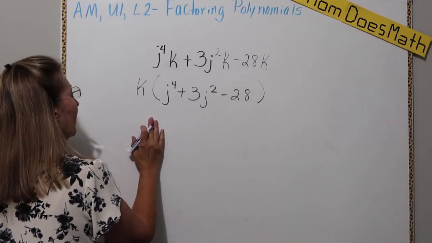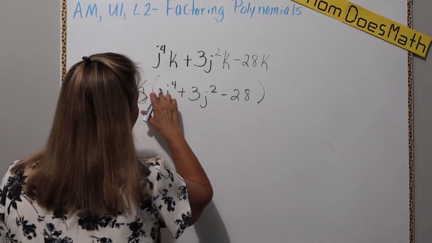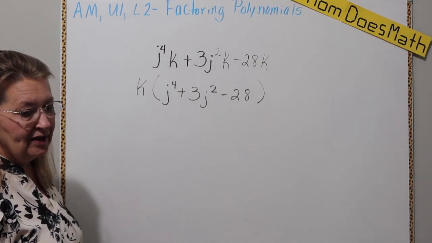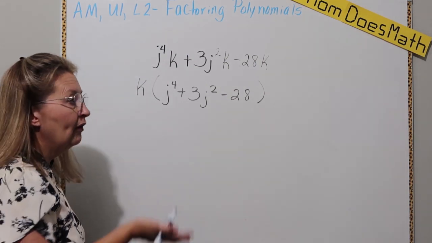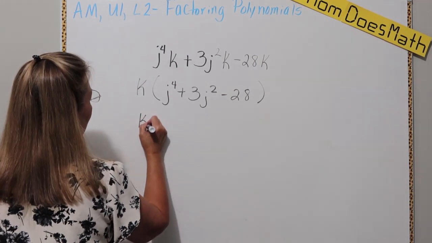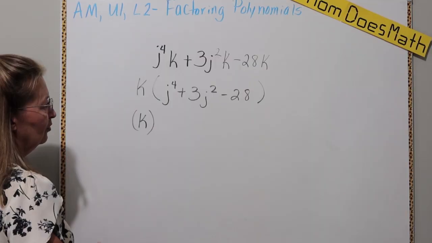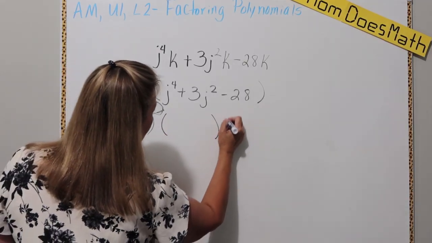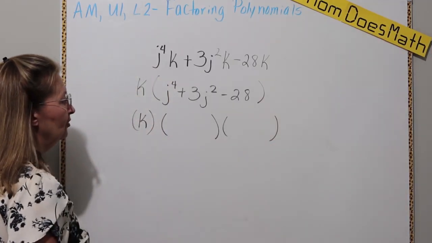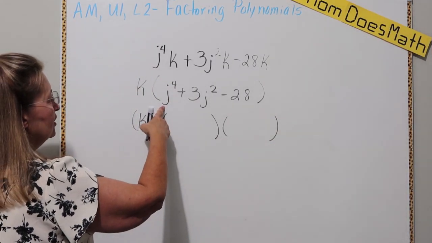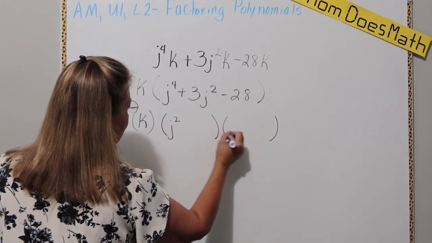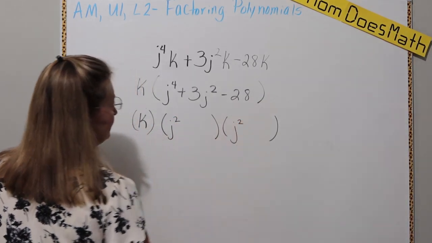Now, looking at this trinomial, I do not have a coefficient in front of my first term, so I don't have to use the AC method. I can use the unfoiling or the easy method. Now, I don't want to forget my k, so I'm going to keep bringing it down. Now, when you factor this trinomial, if you remember, you're going to get a binomial. Since there's no coefficient here, I just need the square root of this number. So that's going to be j to the 2nd, j to the 2nd.